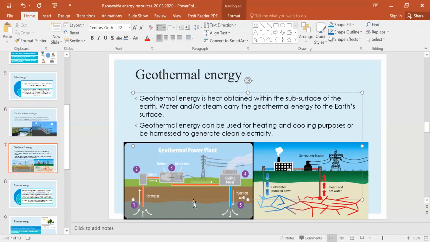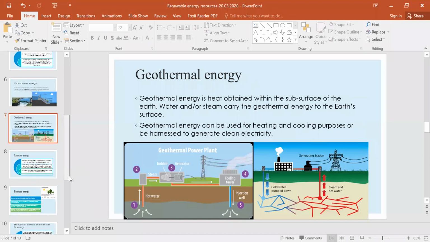Okay, if you see in the pictures, we have the hot water. They inject a well in order to collect this hot water, and then they cool it down, or they use the steam of the hot water in order to move the turbines of the generator in the geothermal power plants or the stations that use it. And this is how we get the energy from the subsurface of the earth.